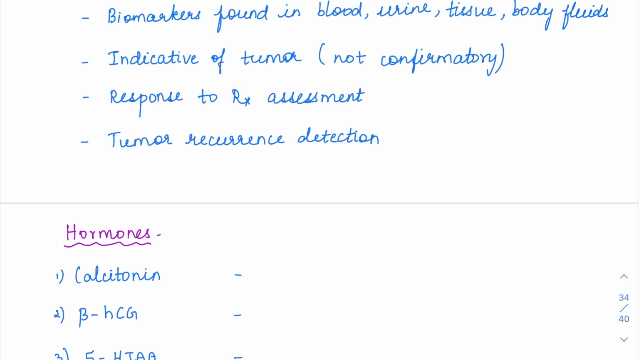So wherein do tumor markers help? Only when you have given a treatment. Once the treatment is given, the tumor markers have to come down, because the tumor cells are going to become less, right?